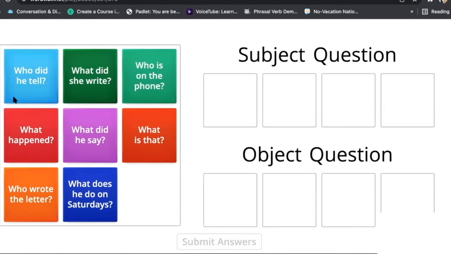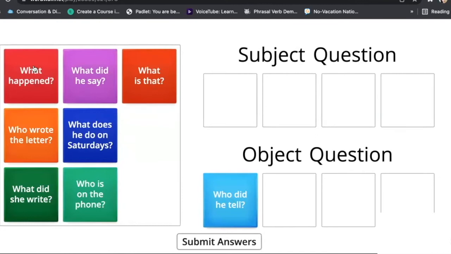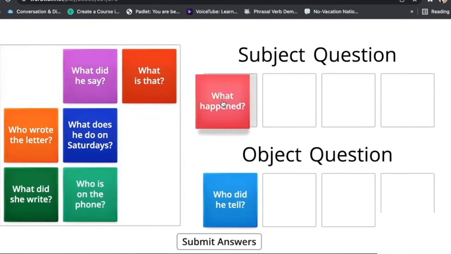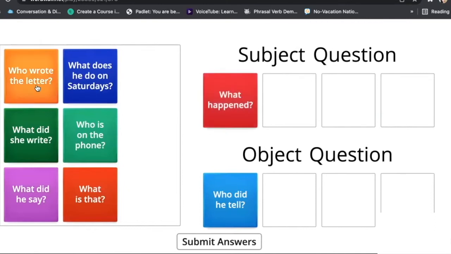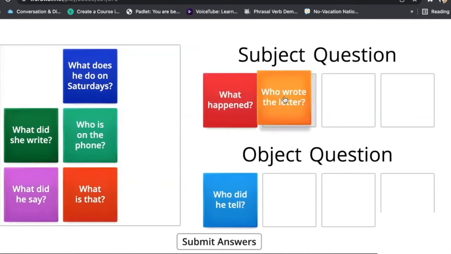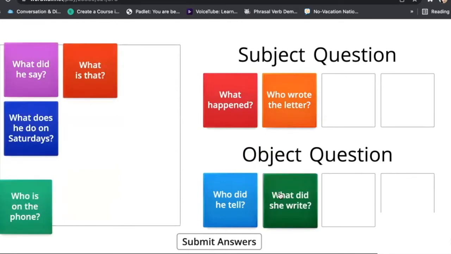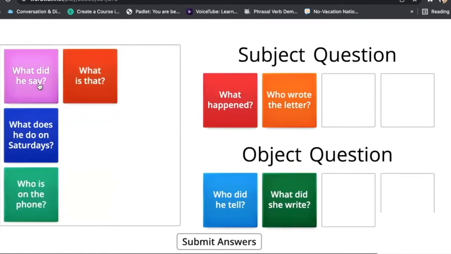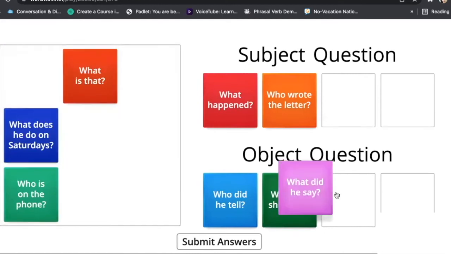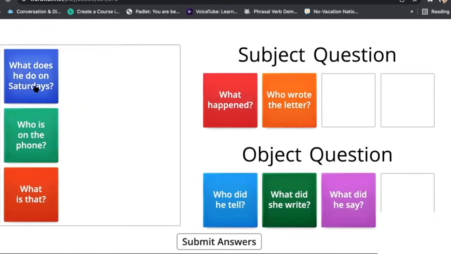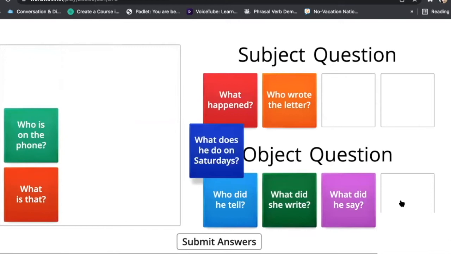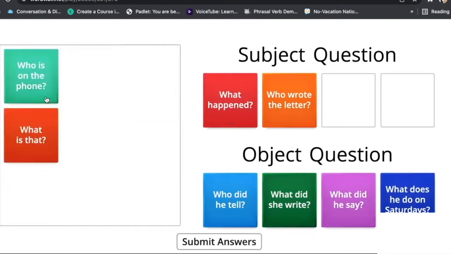So who did he tell? Is this a subject or an object question? Object question. Good. What about what happened? Subject. This is a subject question. What about who wrote the letter? Subject. Good. What about what did she write? Object. Good. This is an object question. What did he say? Object. What does he do on Saturdays? Object.